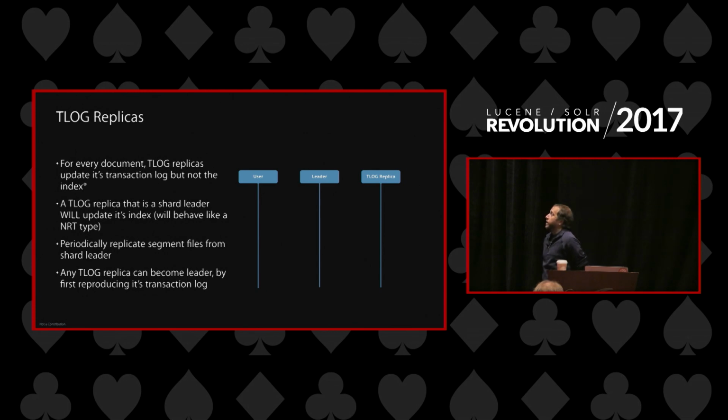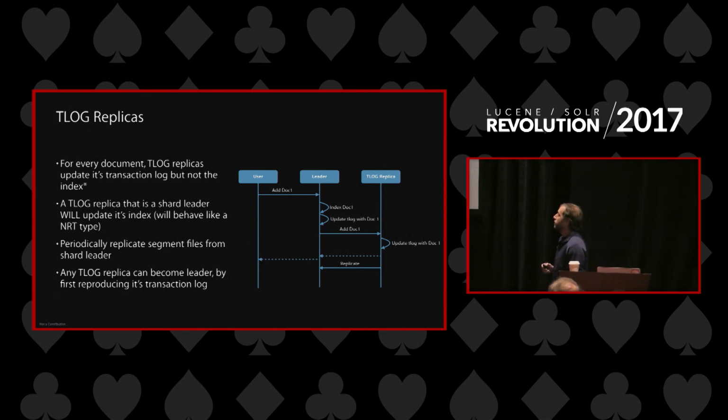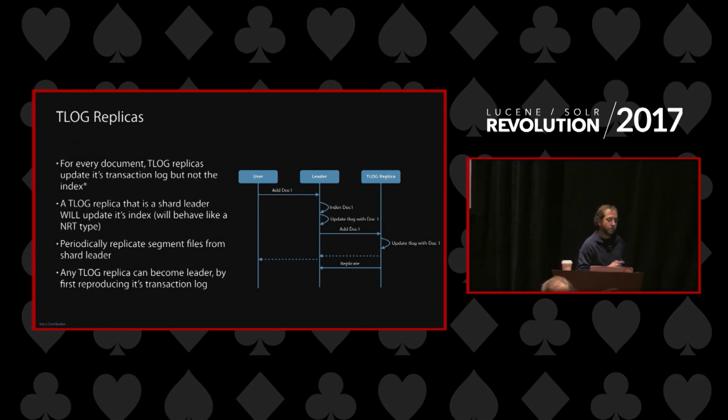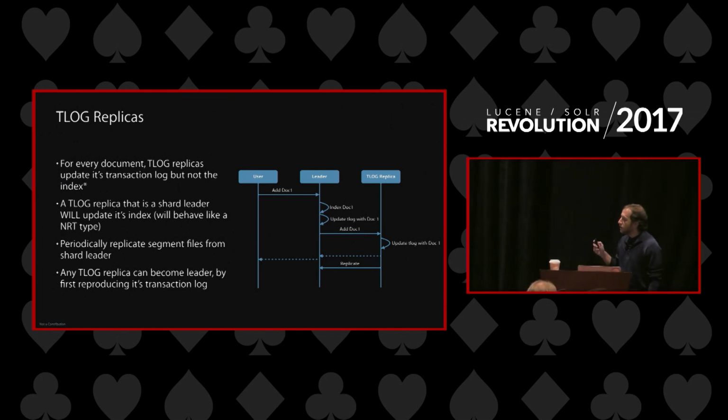One of the new types that we added is the TLOG replica. Essentially, the way it works is when the leader gets the document, it will send it to the TLOG replica. But in this case, the TLOG replica is only going to update the transaction log. It's not going to update the index. And it will acknowledge, okay, I have the document. And what it's going to do is periodically replicate, the same way that the slave was doing before. It is going to do a segment replication from the leader, okay? TLOG replicas don't support soft commits then, because you have a question?